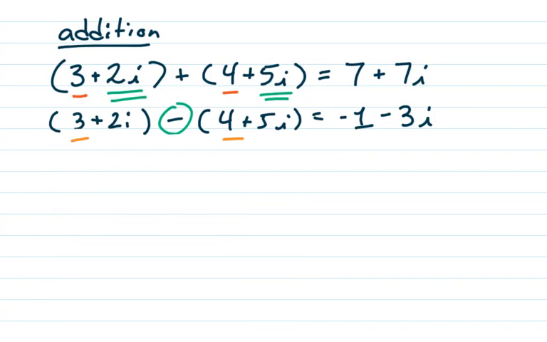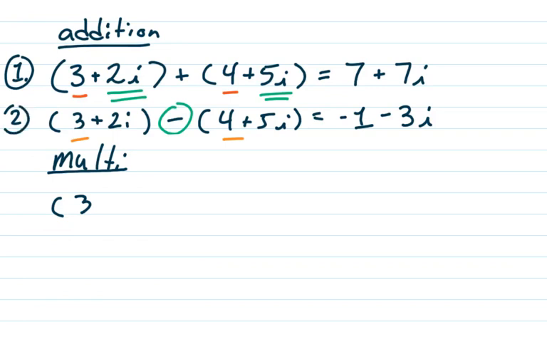Multiplication is very, very similar. However, when we multiply, we just have to keep in mind that i squared is -1, because you're going to end up squaring things when you are foiling. So let's multiply these two complex numbers together. We have 3 plus 2i, and now we're going to times it by 4 plus 5i.